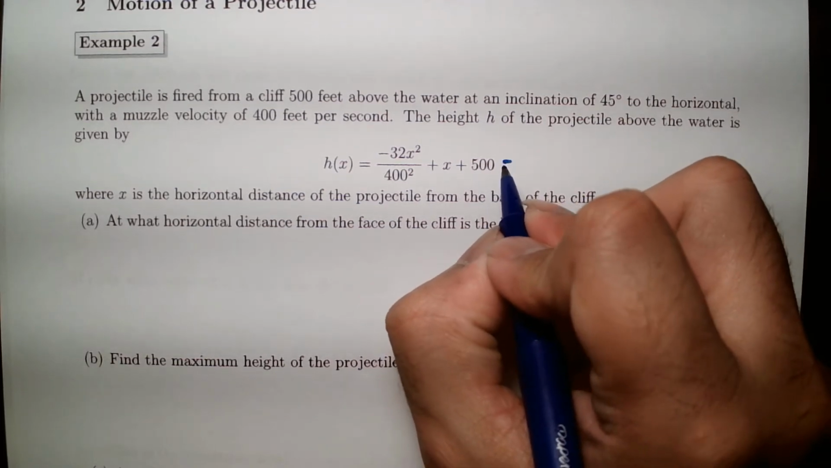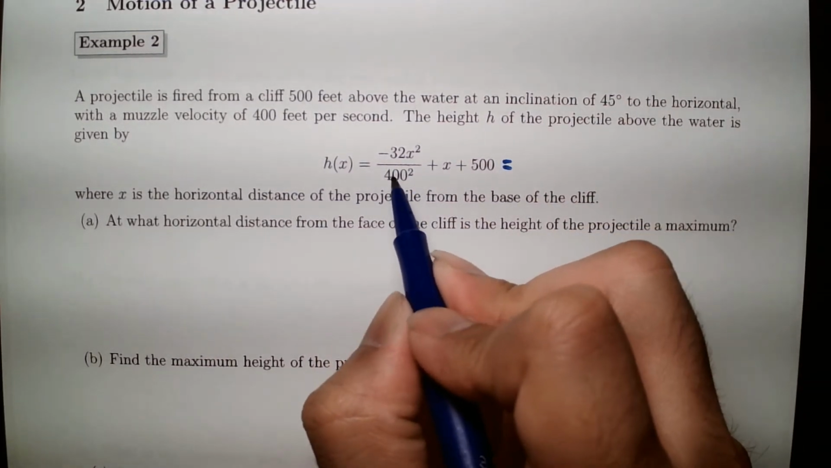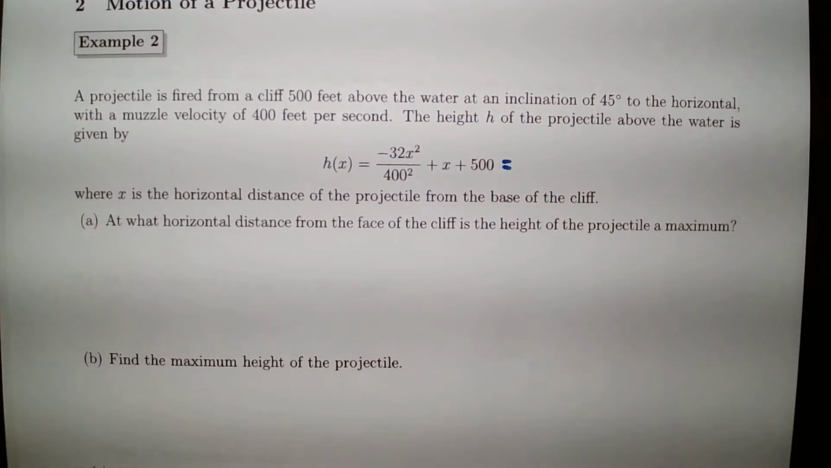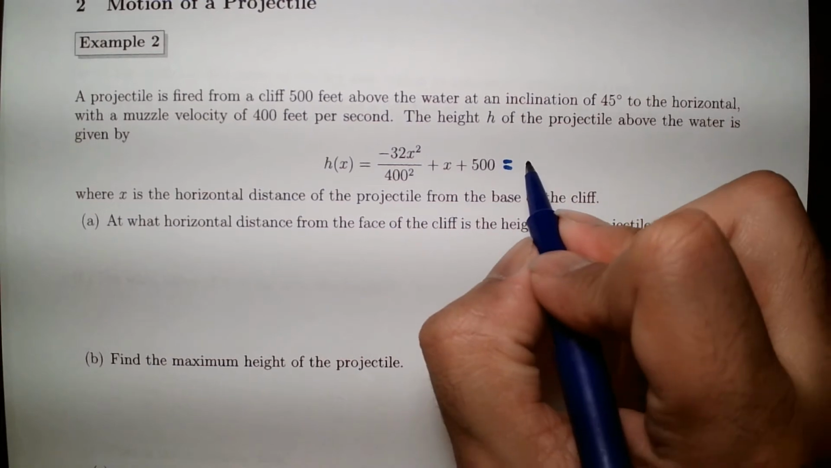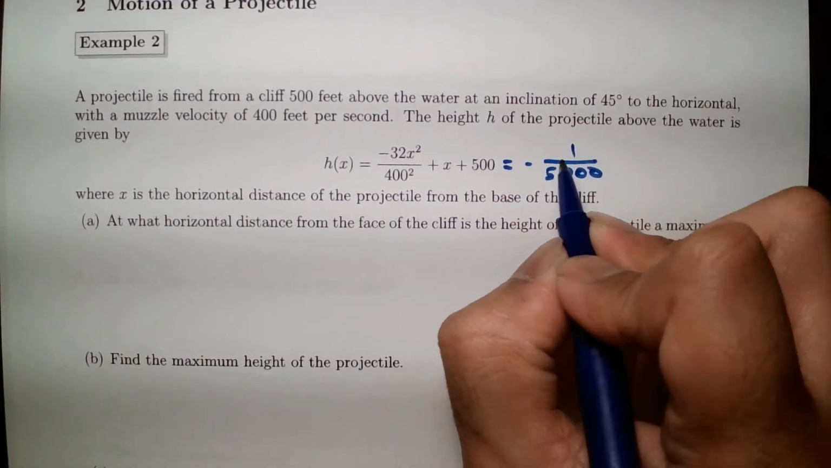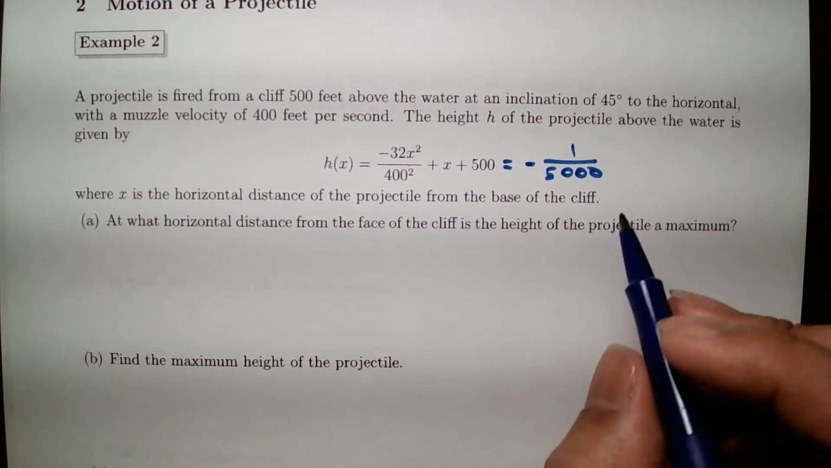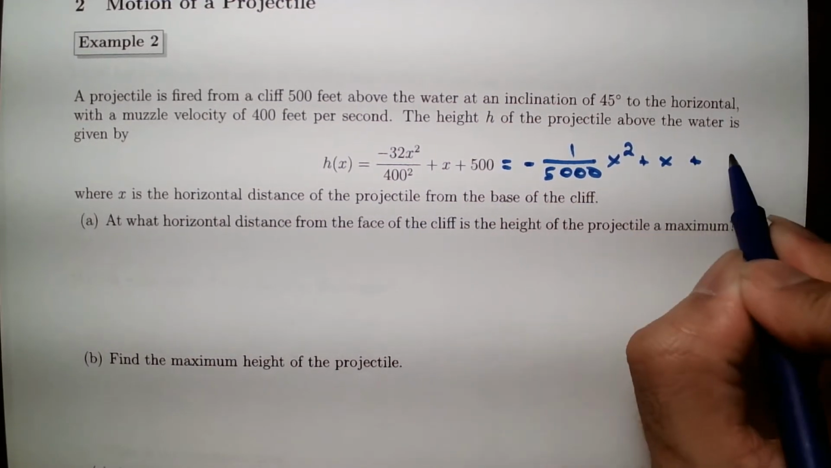It would be good if we simplify, because here we have negative 32 over 400 squared. You don't want to work with a number like this, so you might want to rewrite this, and if we simplify, we get this: 1 over 5,000 x squared plus x plus 500.